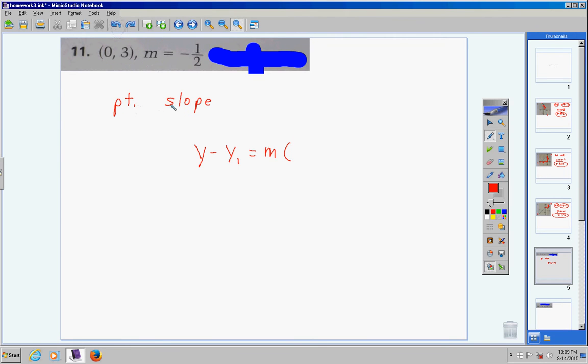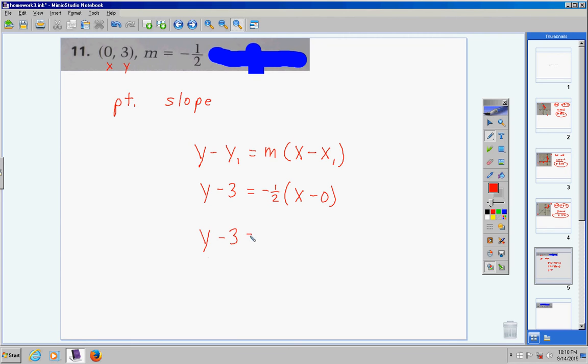Whenever you're given a point and a slope, you use this formula right here. This is called the point slope formula. Alright? Now, this is my x, this is my y, and obviously this is your m. So for y subscript 1, I'm going to substitute my y value, which is 3. Then for my m, I'm going to substitute negative 1/2. Now for my x subscript 1, I'm going to substitute 0 for my x. And now let's simplify.